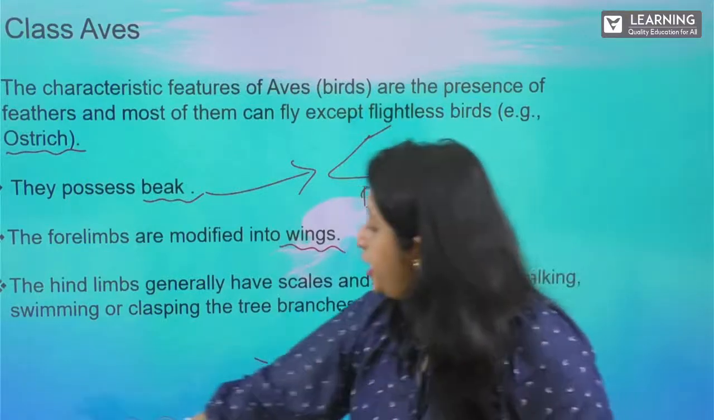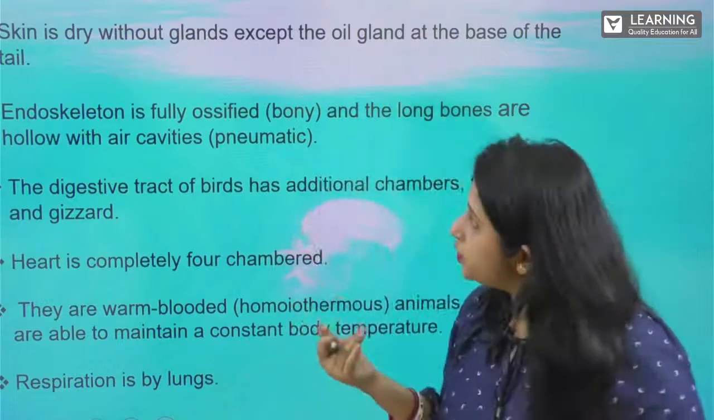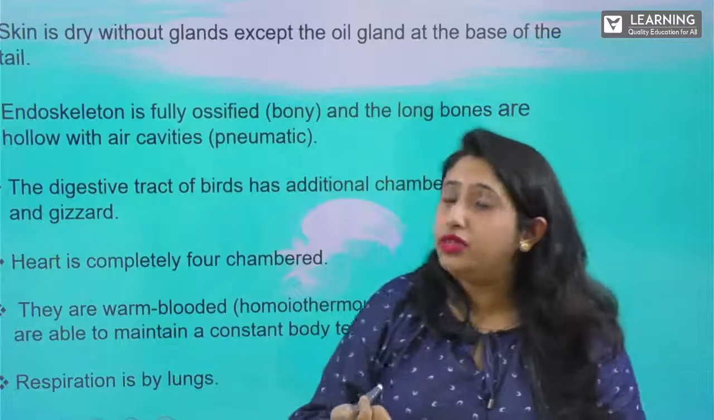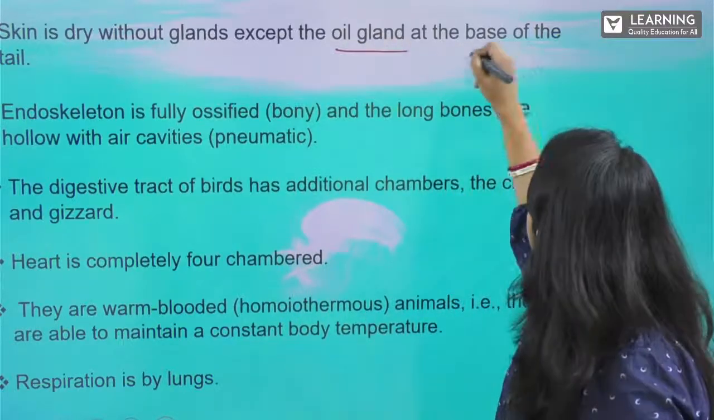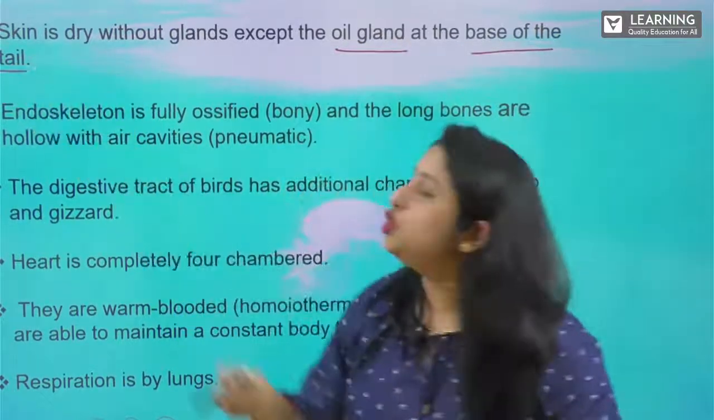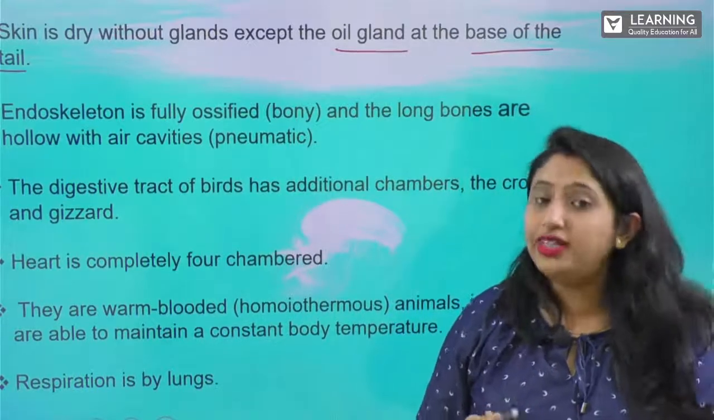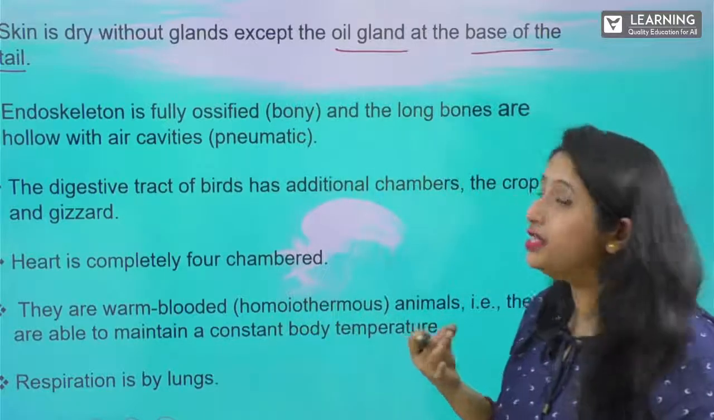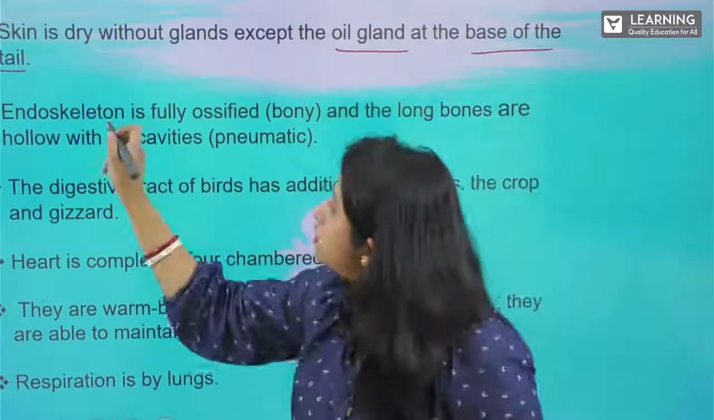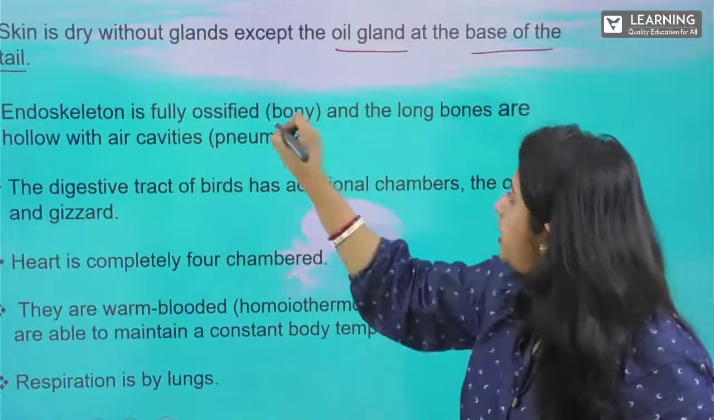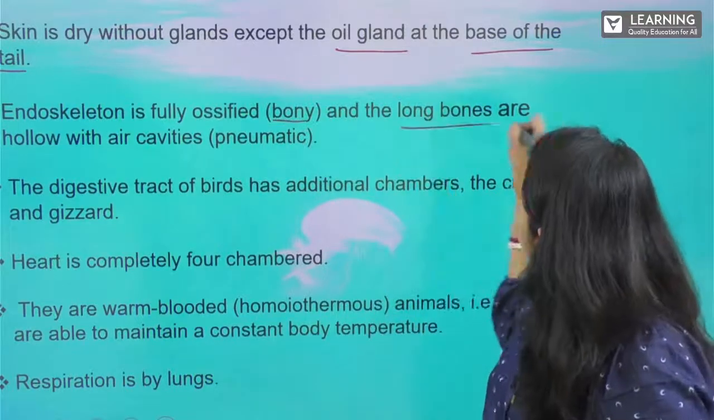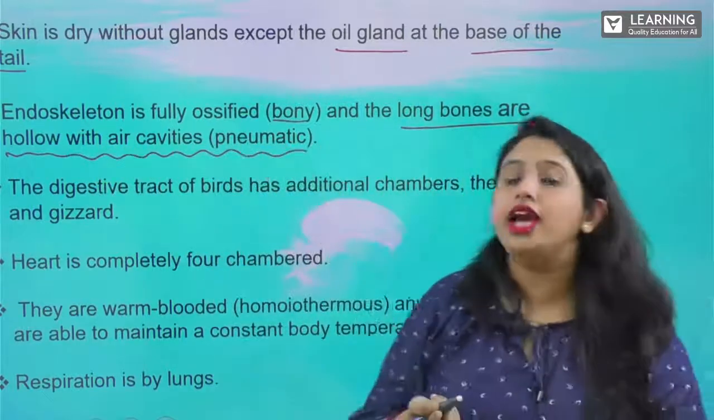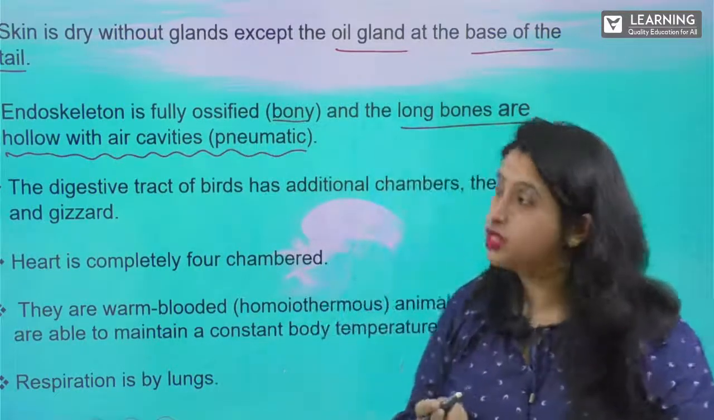Yeah, next, let us see some more characteristics. The skin is dry without glands, except the oil glands at the base of the tail. So in case of birds, they have got dry skin. Only they have oil glands near the tail, okay? And endoskeleton is fully ossified, that is bony, and long bones are hollow with air cavities. Okay, they are known as pneumatic bones.